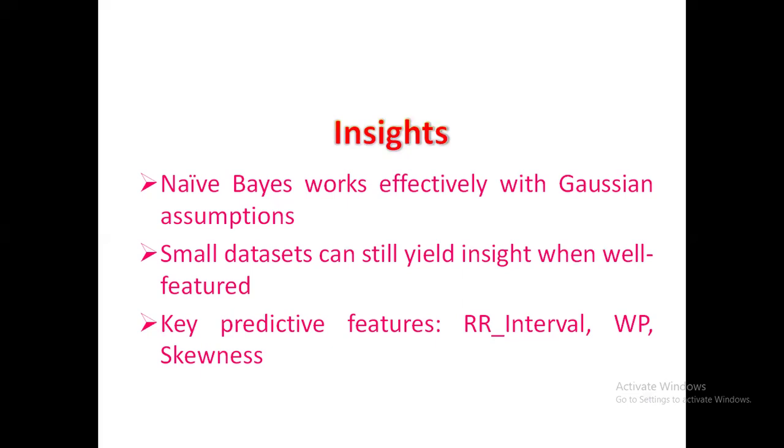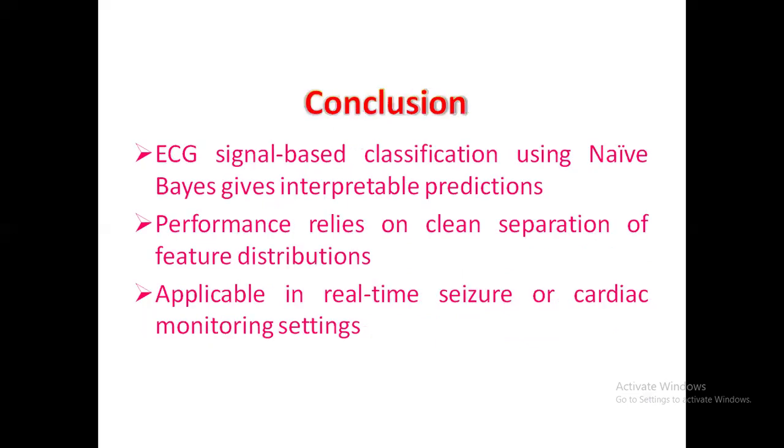This highlights that even a simple probabilistic model like Naïve Bayes can perform well when supported by domain relevant and statistically informed features. Next, coming to the conclusion: ECG based signal classification using Naïve Bayes gives interpretable predictions. One of the main advantages of using a Naïve Bayes classifier for ECG signal classification is its simplicity and interpretability. Unlike complex black box models, Naïve Bayes provides transparent, mathematically grounded predictions by computing the probability of each class based on feature values.